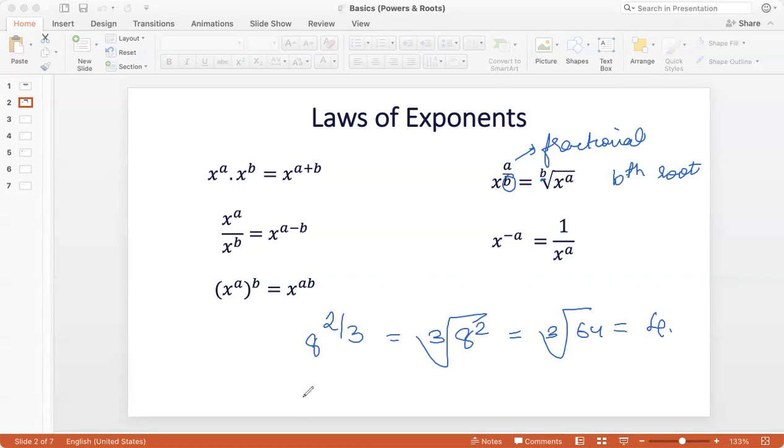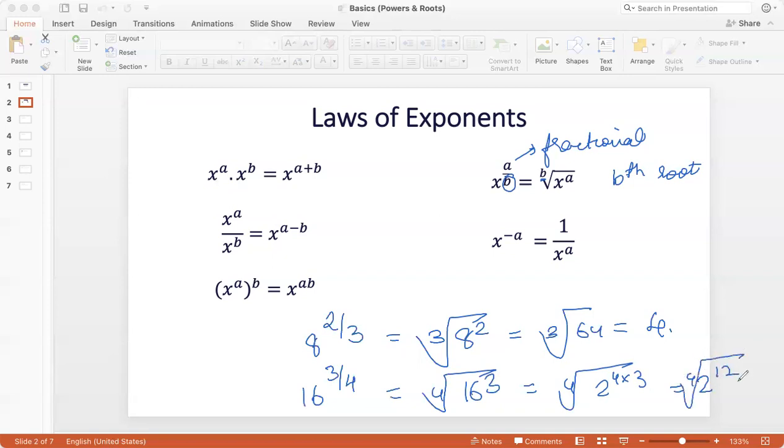Let's take another example. 16 to the power 3 by 4. This is the fourth root of 16 cube, which is, what is the fourth root of 16 cube? That would be, so I'm just going to write it as 2 to the power 4 into 3, which is 2 to the power 12, and the fourth root of that would be 2 cube, which is 8, right? So 16 to the power 3 by 4 would be 8.